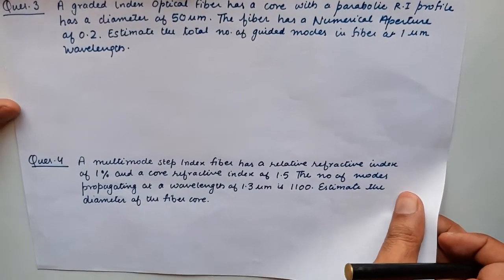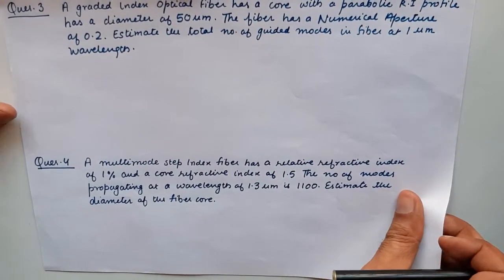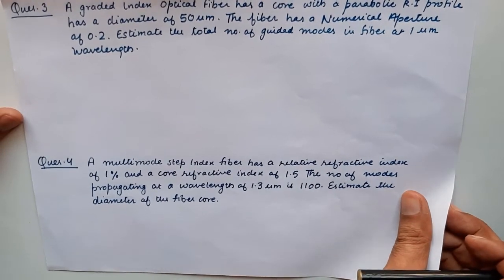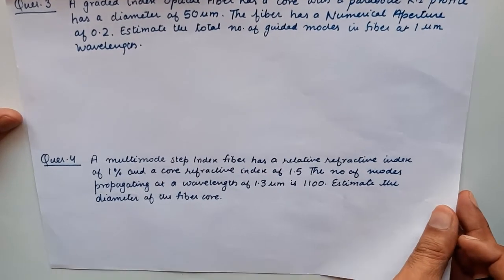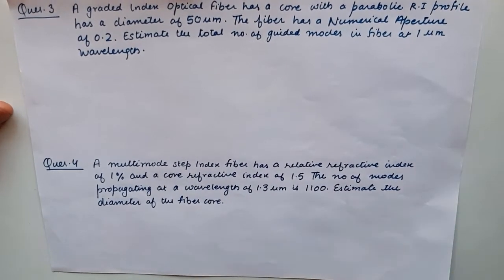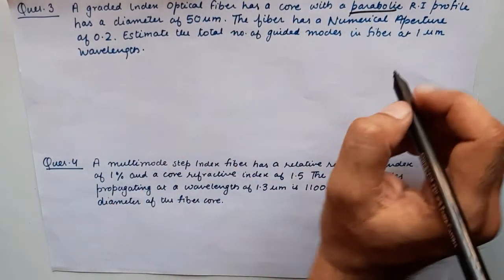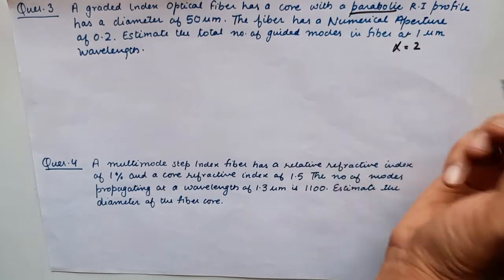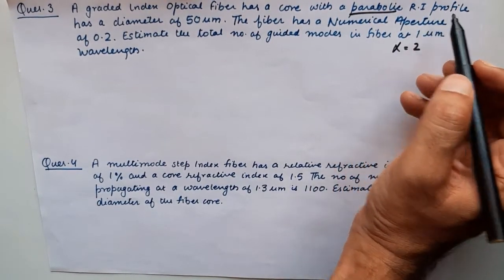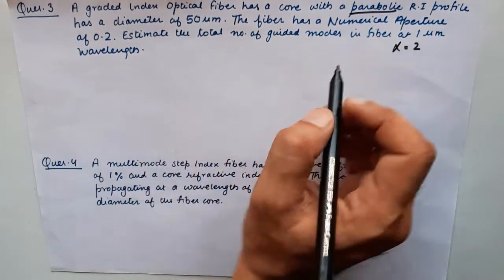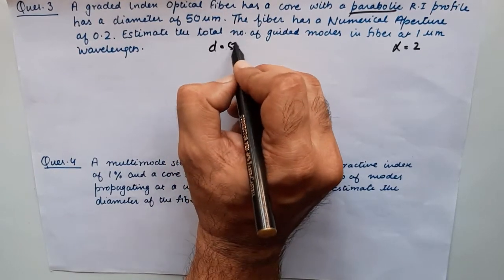Now we have the next set of numericals, which are from V numbers and modes. We know that a graded index optical fiber has a parabolic profile. So the first key point is parabolic. We know for parabolic alpha is 2. The refractive index profile has a diameter of 50, so diameter is 50 micrometers.